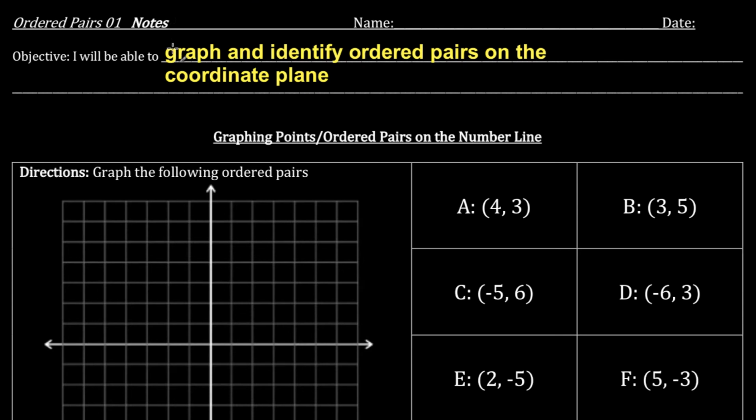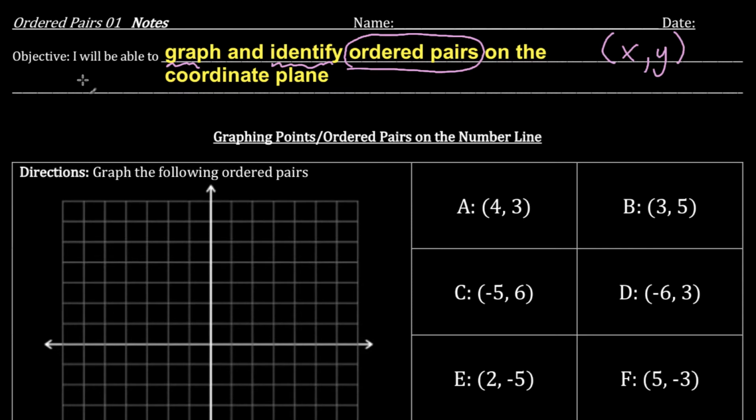In this lesson, we are going to graph and identify ordered pairs on the coordinate plane. Before we begin, I want you to know about ordered pairs. I thought I said coordinate pairs, maybe I did. Ordered pairs will say x and then y. Think about it like that: you have an x, you have a y, x and y, x and y.